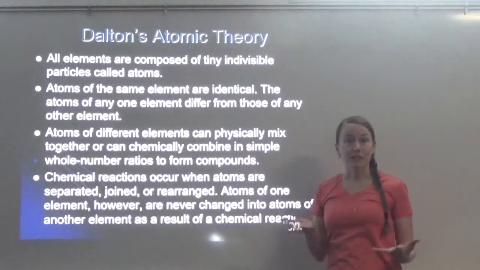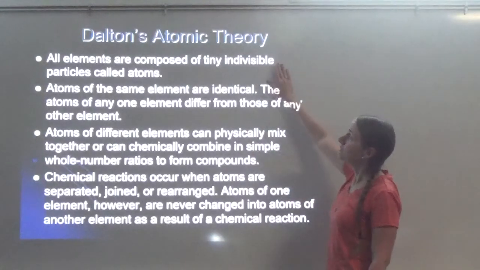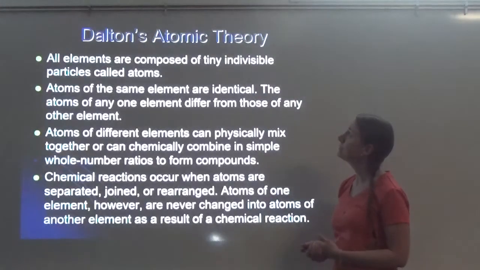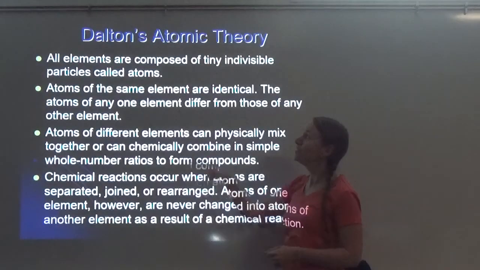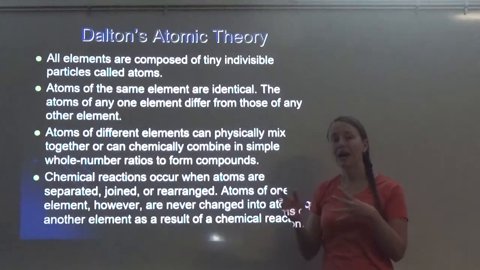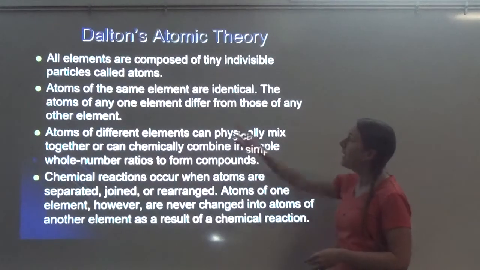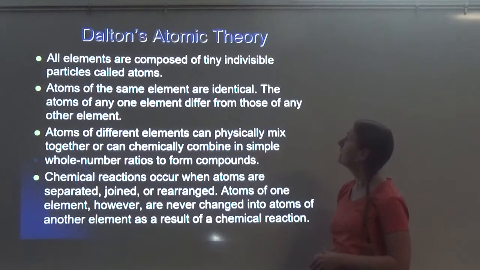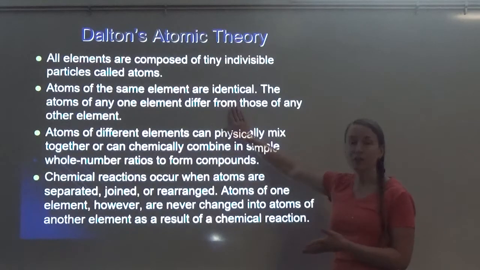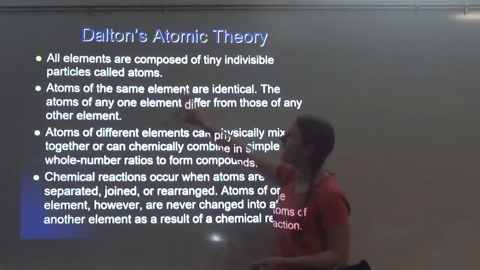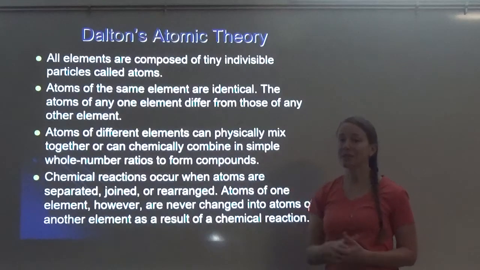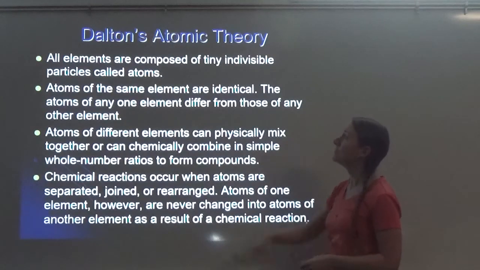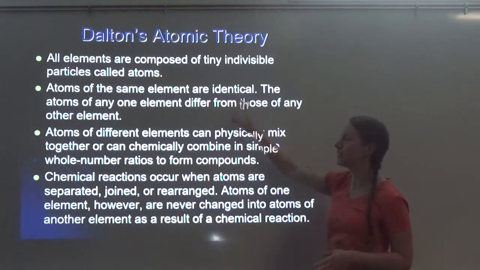Dalton also was very interested in the atom, and he came up with Dalton's atomic theory, which had 4 points. His first point is that all elements are composed of tiny indivisible particles called atoms. Like carbon is only made of carbon atoms, hydrogen is only made of hydrogen atoms. Atoms of the same element are identical, and the atoms of any one element differ from those of any other element. Now, atoms of different elements do differ from each other, but atoms of the same element are not necessarily identical, because we'll talk about something called isotopes later, where they have differing numbers of neutrons. So this part about them being identical was not entirely correct.